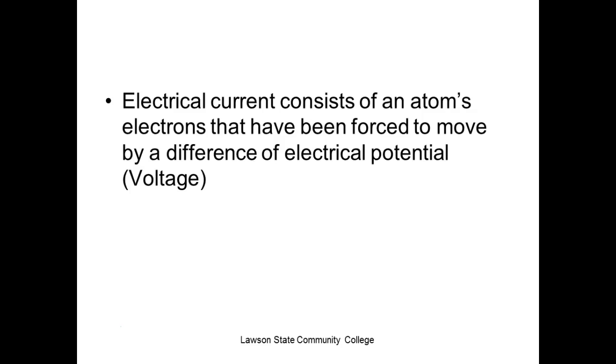Electrical current consists of atoms, electrons, that have been forced to move by a difference of electrical potential. And that difference in electric potential is our force. Voltage is a pressure. We can't have force unless we have pressure, right? You understand that? So voltage is a pressure. It becomes a force when we allow it to move against something.